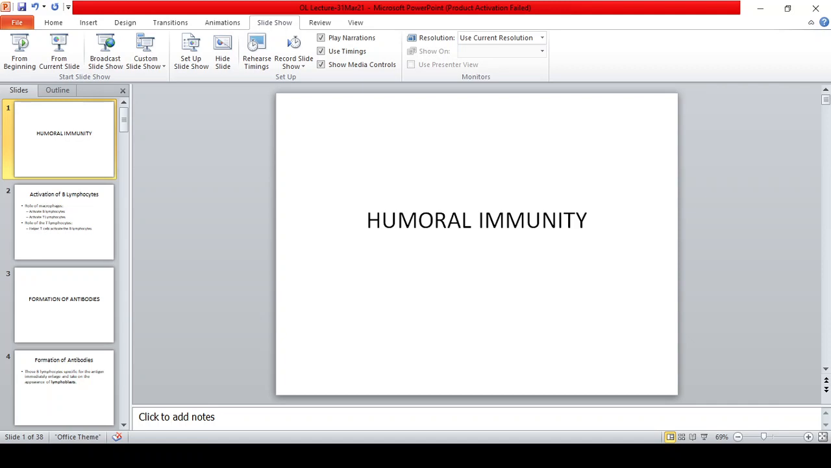In the previous lecture, we studied how the lymphocytes are pre-processed in the thymus in the case of T lymphocytes, and in the bone marrow and the fetal liver in the case of B lymphocytes, and then they are activated. So today we'll be studying humoral immunity. As you know, humoral immunity is the function of the B lymphocytes, and for B lymphocytes to perform their function, they have first to be activated.